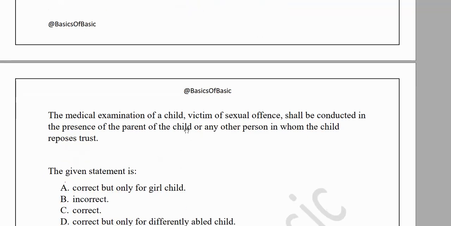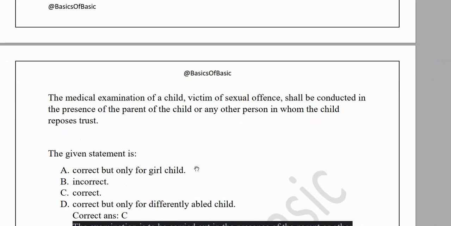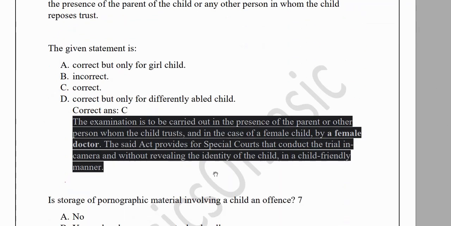The medical examination of a child victim of sexual offense shall be conducted in the presence of the parent of the child or any other person in whom the child reposes trust. The given statement is what? See, by looking at the statement itself, you can guess the answer. Medical examination of a child who is a victim of a sexual offense shall be conducted in the presence of a parent or any other guardian. So the answer would be correct. You cannot think the answer could be anything else, because this is the normal thing, any person can answer.